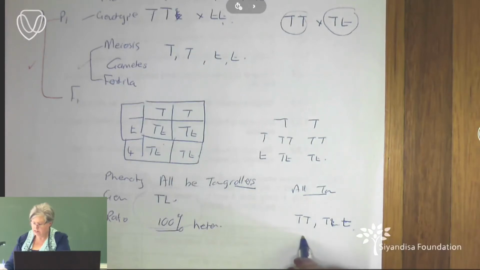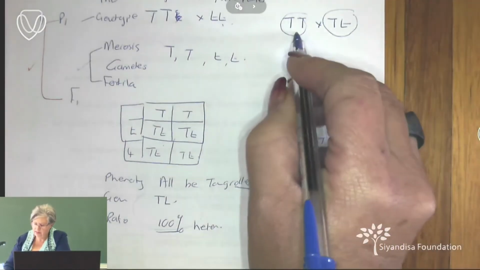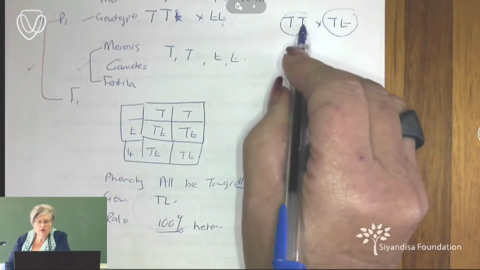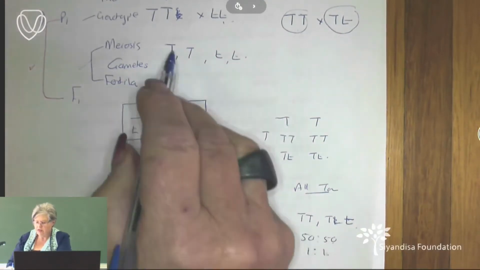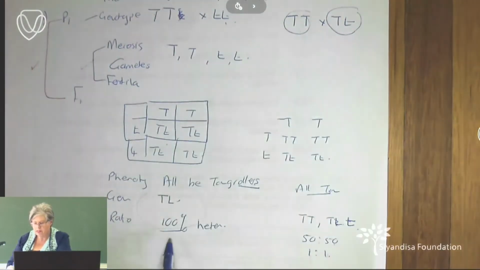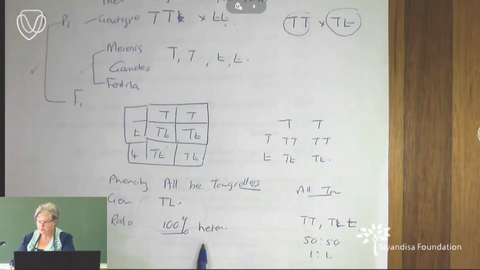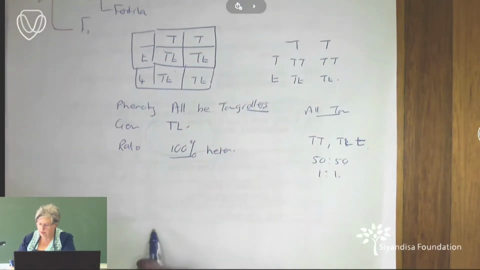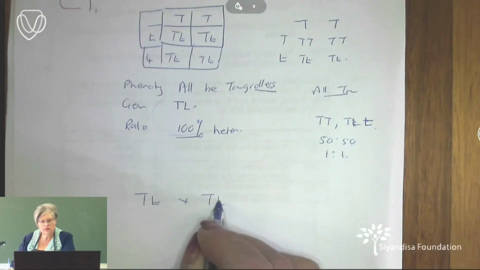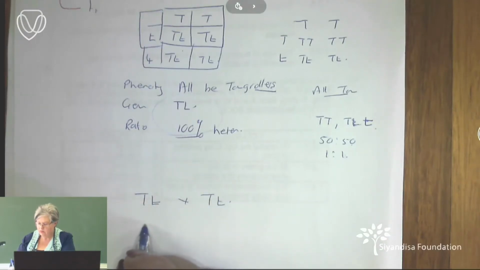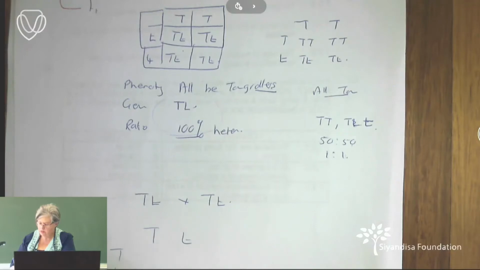And what will my ratio be? It will be 50% to 50%, or 1:1. So if I have a heterozygous times a homozygous, it's 1:1, 50 to 50. If I have homozygous cross homozygous, it's always 100%. Then the last possible one that it can be is a heterozygous cross a heterozygous.